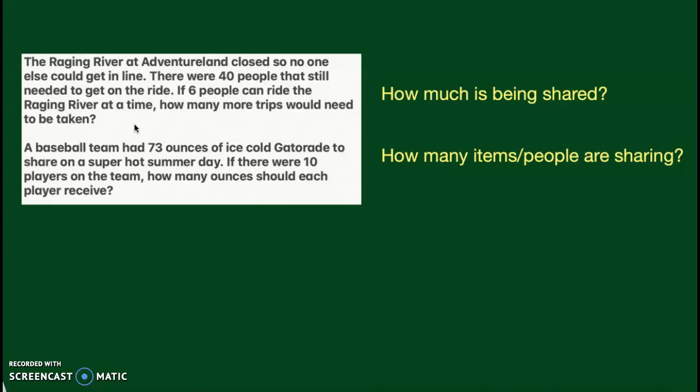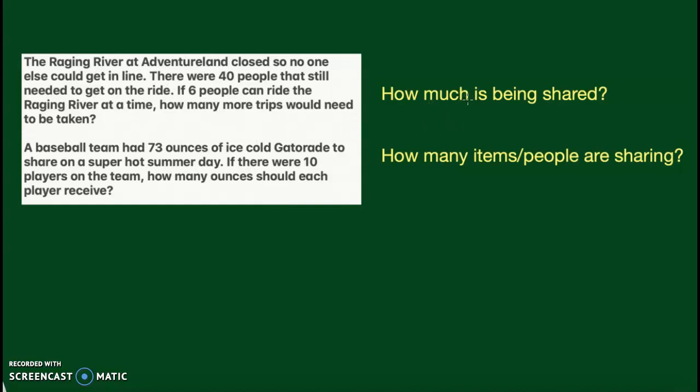In this video we're going to be reviewing lesson 3.3, which is dealing with interpreting remainders, or deciding what to do with the remainder once you get one. Our first example problem is going to be dealing with the Raging River, which is a pretty cool ride if you ask me. The Raging River at Adventureland closed so no one else could get in line. There were 40 people that still needed to get on the ride. If 6 people can ride the Raging River at a time, how many more trips would need to be taken?